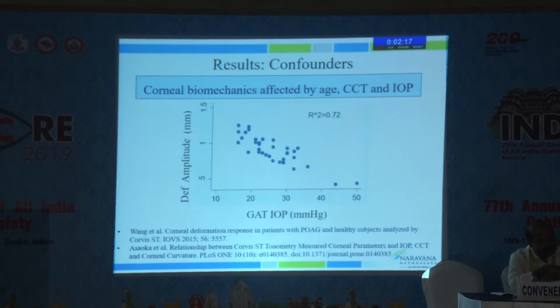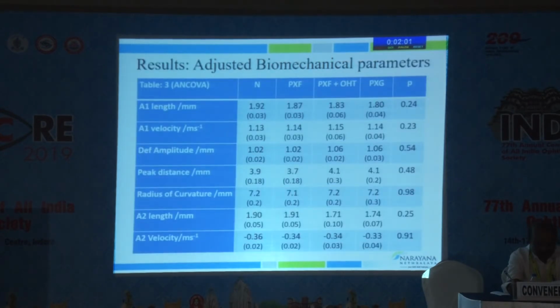And when we plotted the GAT IOP along the x-axis and deformation amplitude along the y-axis, we saw that there was a significant association between the two. That is, as the intraocular pressure increased, the deformation amplitude decreased. Therefore, we redid the analysis with an ANCOVA statistic accounting for the intraocular pressure, and then found that there was no difference across the groups.